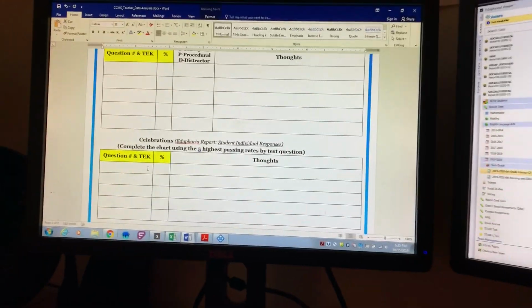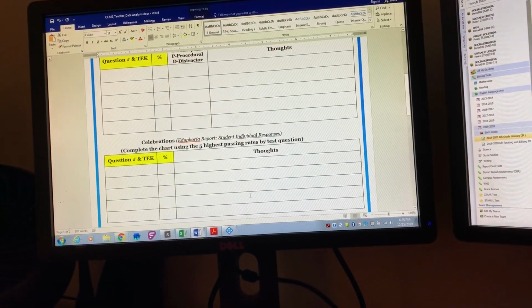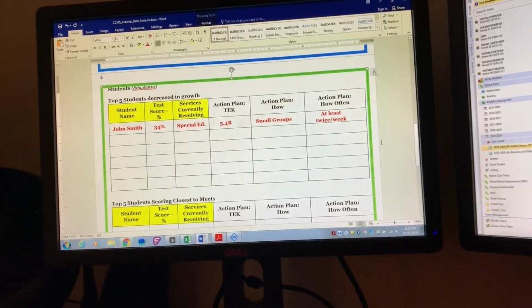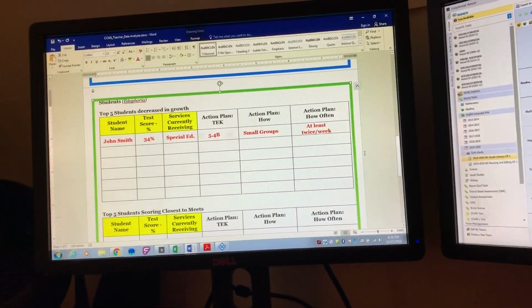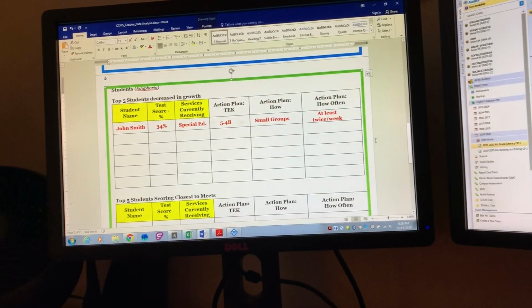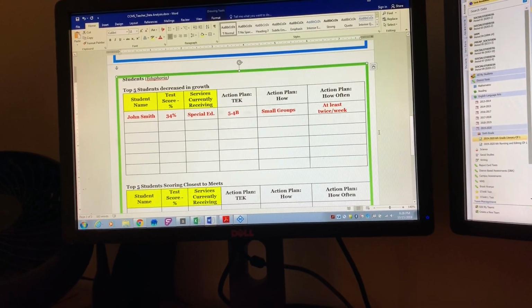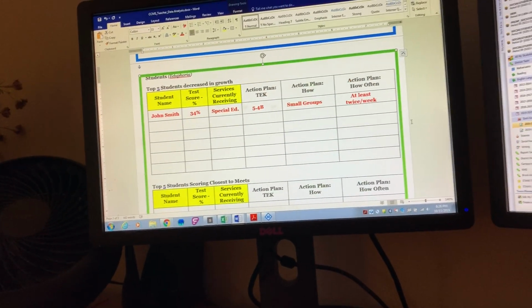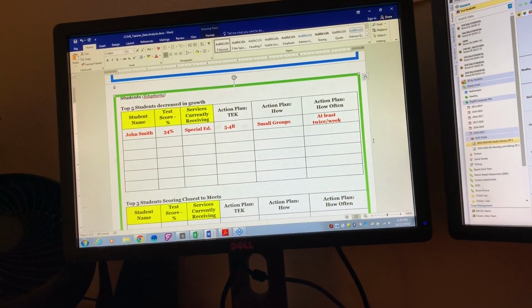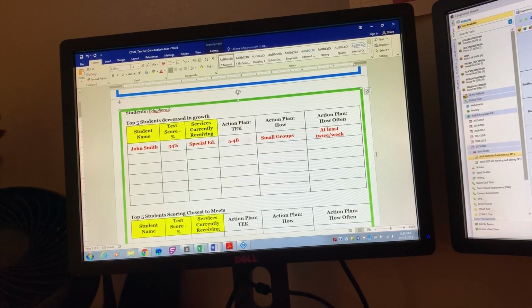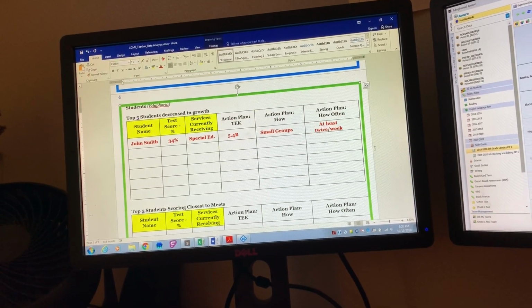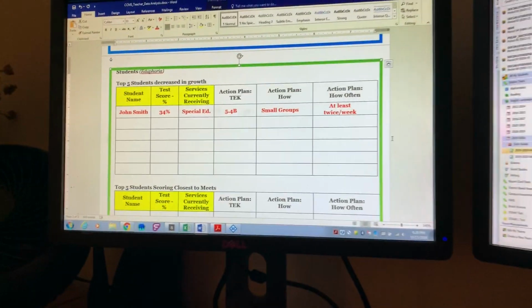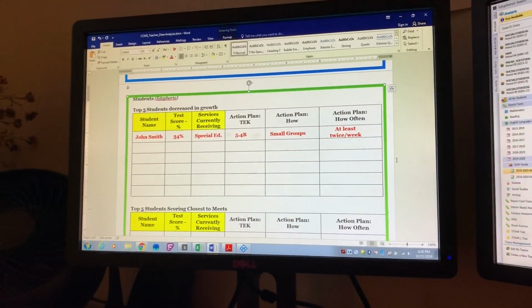All right. So then the last part focuses on my actual specific students, okay? So there's 3 parts. There's the top 5 students of decrease and growth. So what that's doing is comparing your students' scores from this checkpoint to their last year's STAR test and finding your top 5 students that decreased in growth the most.